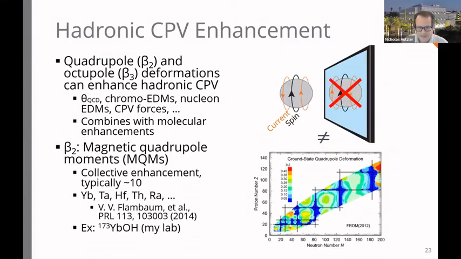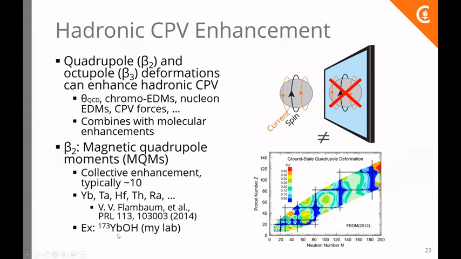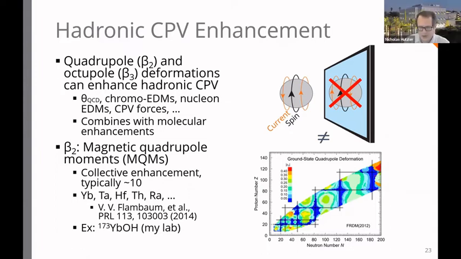In quadrupole deformed nuclei, you can get large enhancements of magnetic quadrupole moments. You get collective enhancements in the nuclei, which for heavy species is typically about an order of magnitude. Quadrupole deformed nuclei are not that hard to find, so there are a lot of good candidates for species with large quadrupole deformations, including 173, which we work with in my lab, 173YbOH for a nuclear magnetic quadrupole experiment.